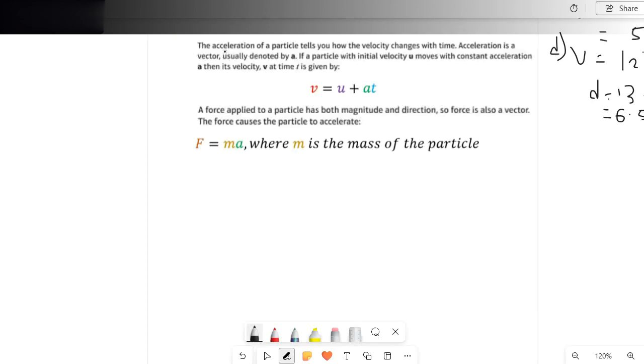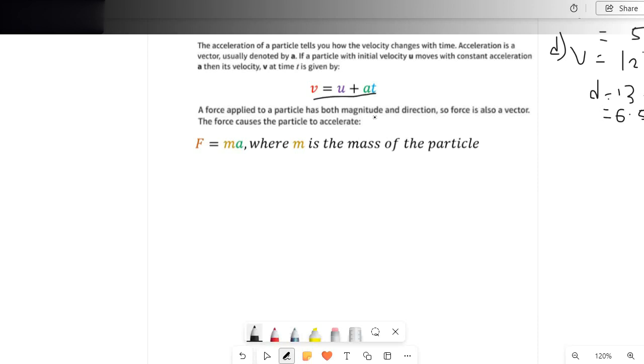And the acceleration of a particle tells you how quickly the velocity changes with time. Acceleration is a vector usually denoted by a or bold A, and if a particle with initial velocity u moves with a constant acceleration a, then its velocity v at time t is given by v is equal to u plus at, which is exactly the same as we discussed in our previous video in our SUVAT equations.